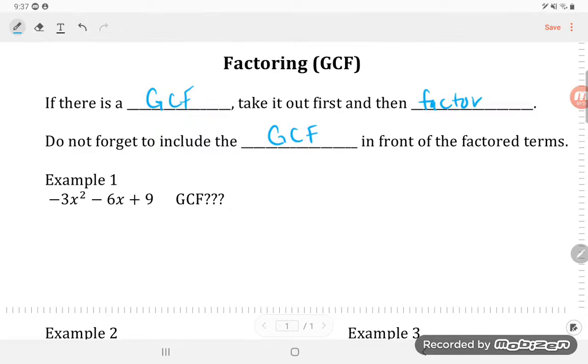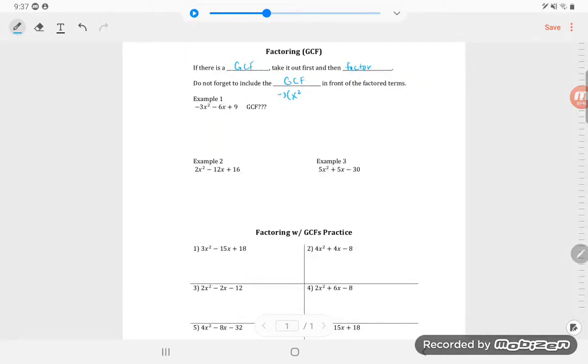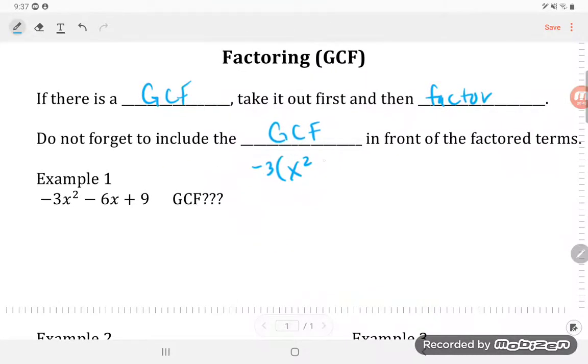For example 1, the first thing we're going to do is factor out the GCF. All of these terms have a -3 in common. And please remember, we can't factor if our leading coefficient is negative. So once we take out the -3, we're left with x squared plus 2x minus 3.